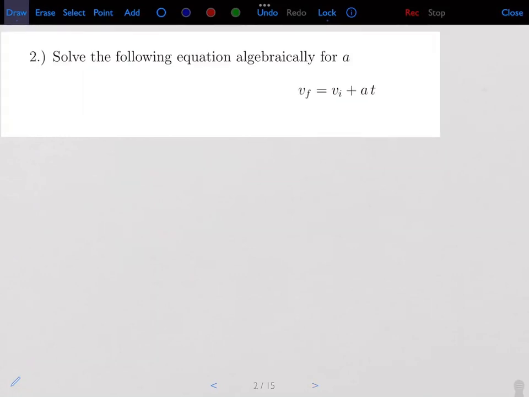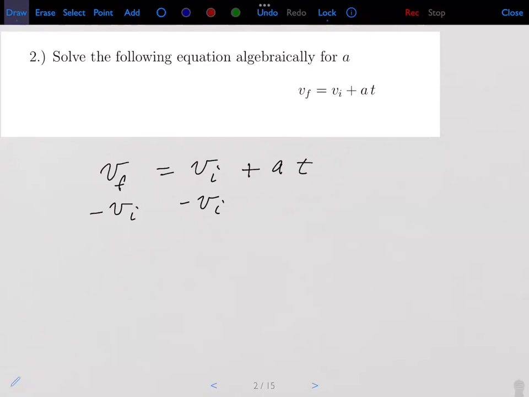Okay, question 2. Solve the following equation algebraically for a. All right, so we're given v sub f, v final, equals v sub i plus a t. I want to solve this for a, which means, again, I want to isolate the a by itself. Well, first of all, I have this vi added to the at term. I kind of want to isolate this term first. So I need to get rid of this vi. Well, to get rid of it, I can subtract it. But again, whatever I do to one side, I have to do to the other side. So I'm going to subtract vi from both sides.